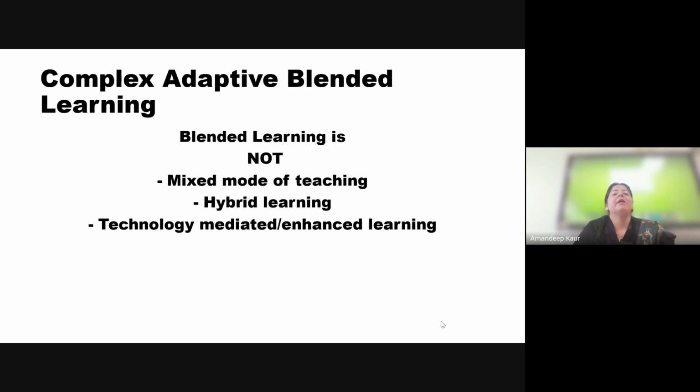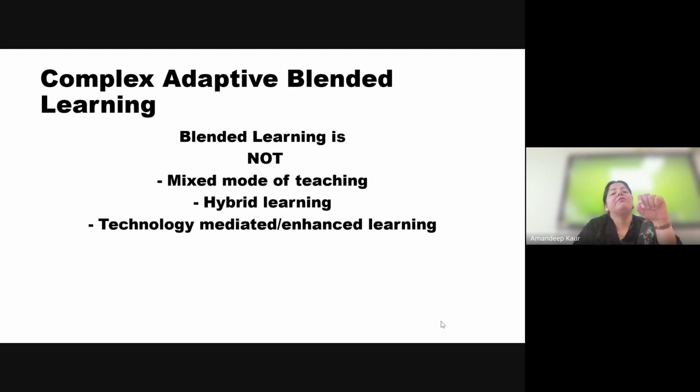And likewise the improvement in the different subjects needs to be done. So simply, blended learning is not the mixed mode of teaching, it is not hybrid learning, it is not technology mediated and enhanced learning. Nidhi ma'am, you are asking only this of me. Blended learning requires foolproof planning at the institute level.